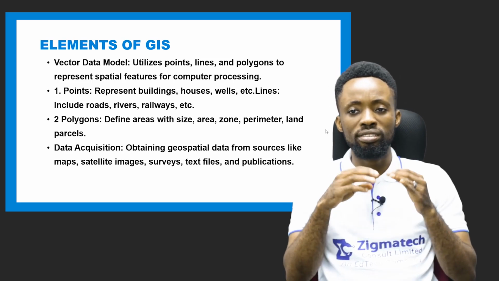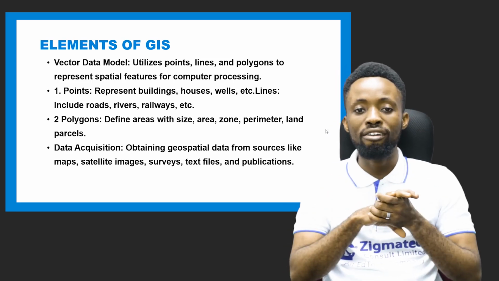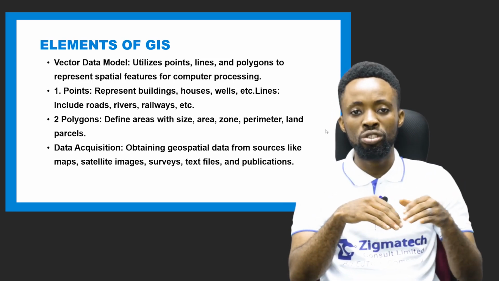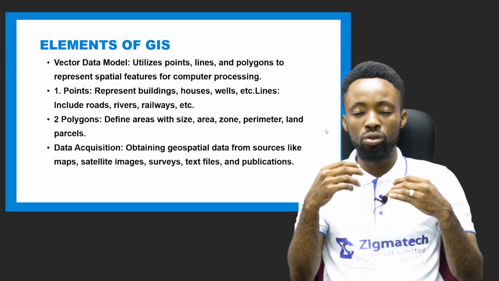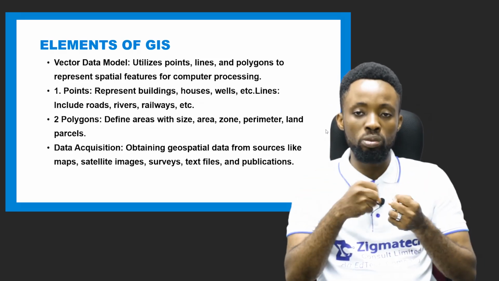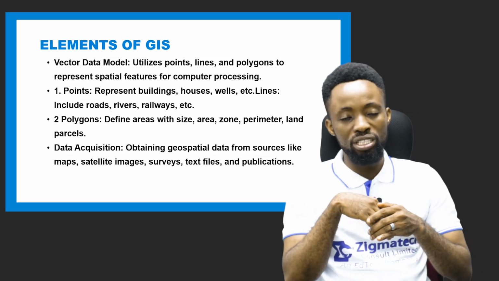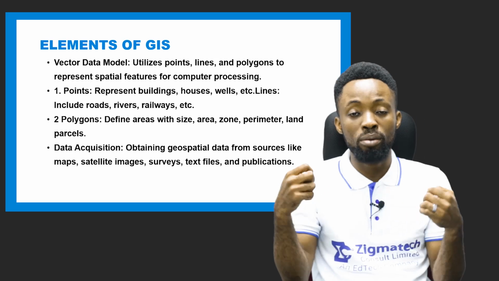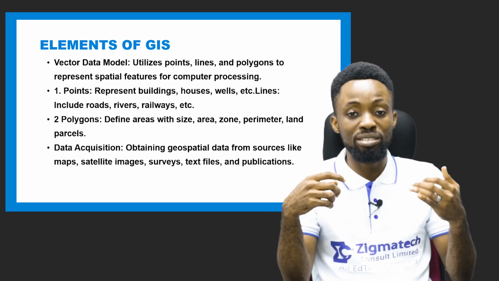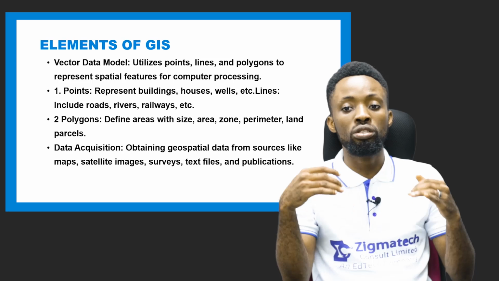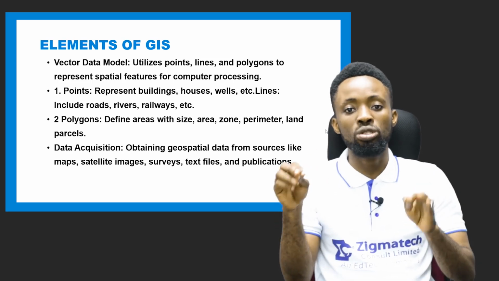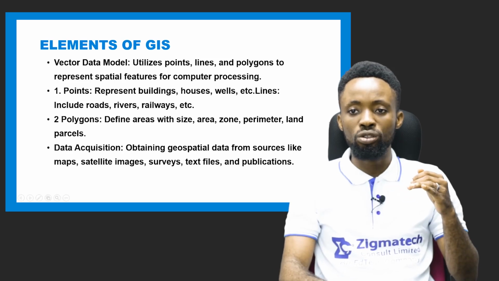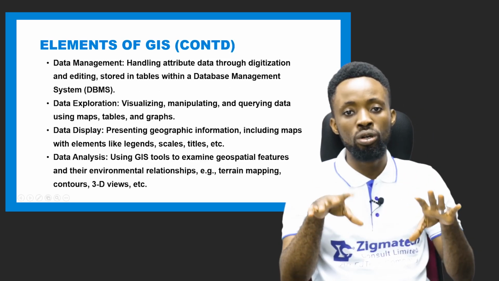Then for the second element of GIS, we have what we call data acquisition. Now, when we talk about data acquisition, we're actually talking about the process of obtaining geospatial data from different sources. That process where we get this data from different sources like maps, like surveys, like satellite images and the rest, we call it data acquisition. And data acquisition is actually an element of GIS.